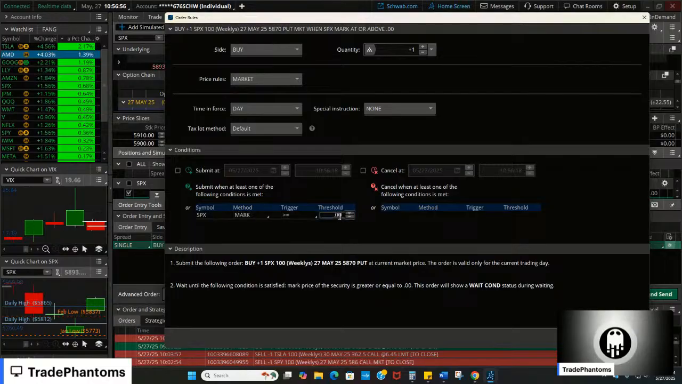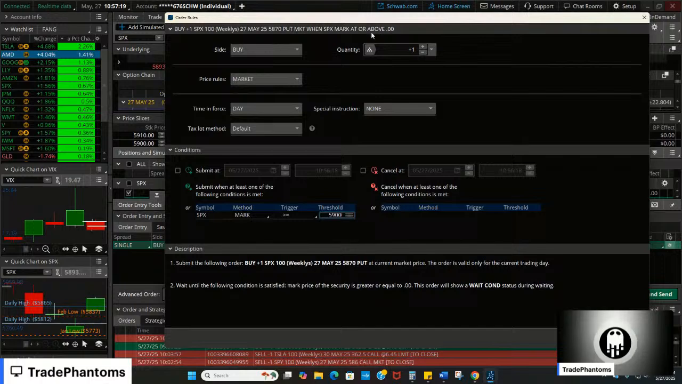and then here put 5,900. This is the supply zone above, right? Or gamma node above, right? We're trading 5894, 93. So if SPX gets to equal to 5,900 or above, this will trigger, right? If it gets to 5,900, okay, right? Mark price equal to or above, right?